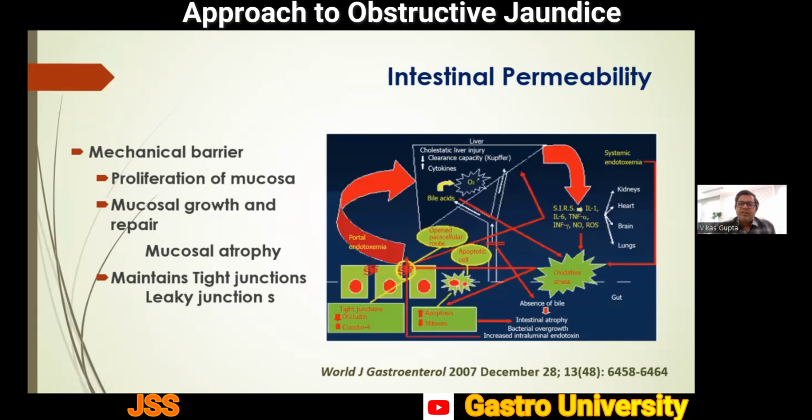So this is just a schematic representation which shows that in the absence of bile acids, the intestine gets atrophied, because bile has a positive stimulation for the proliferation of mucosa and mucosal growth and repair, and it helps in maintaining the tight junctions. So in the absence of bile, mucosal atrophy occurs, the junctions become leaky, and all these promote the development of portal endotoxemia. Endotoxins get absorbed across the intestine, and the more endotoxins are involved, the more it releases of the systemic inflammatory response, and it affects the entire body.